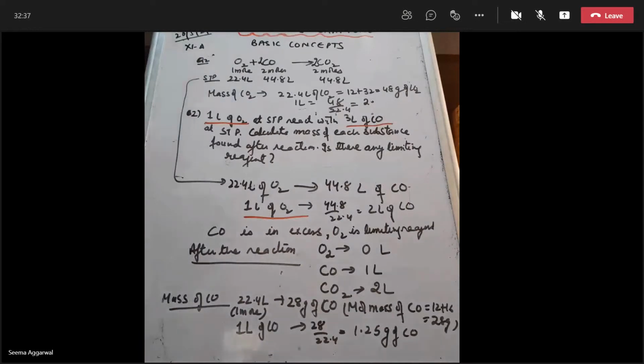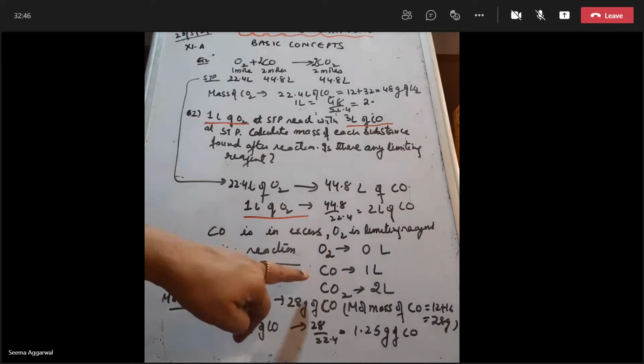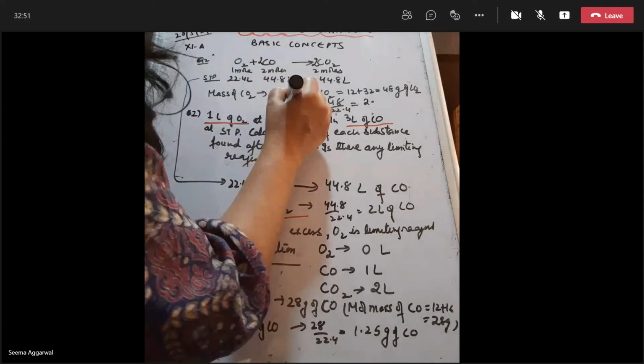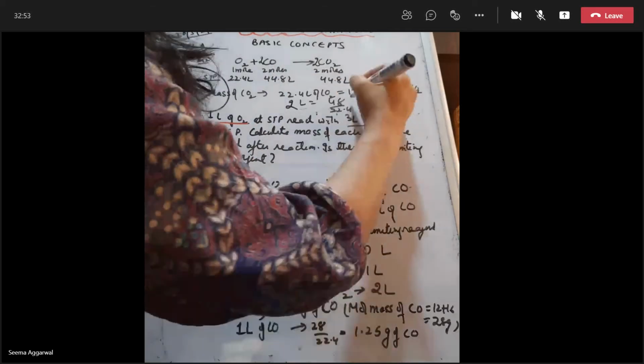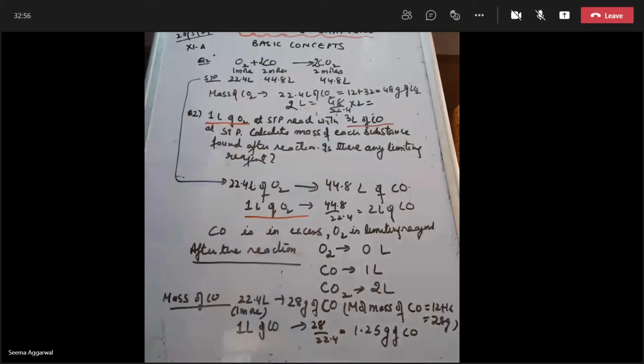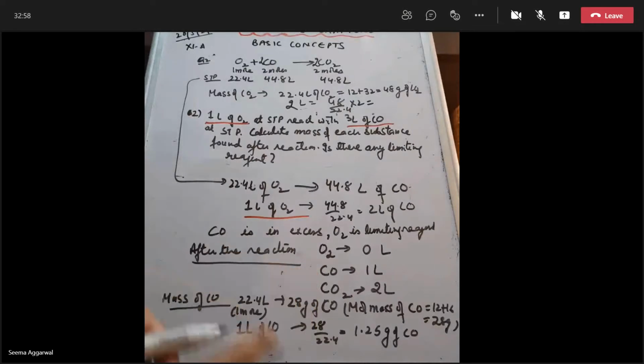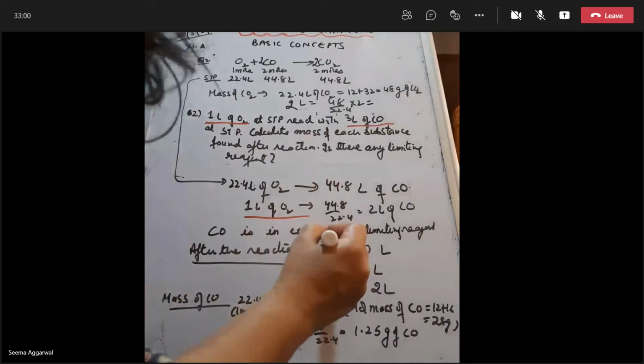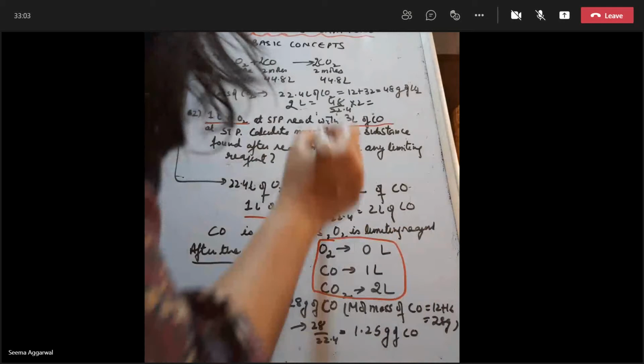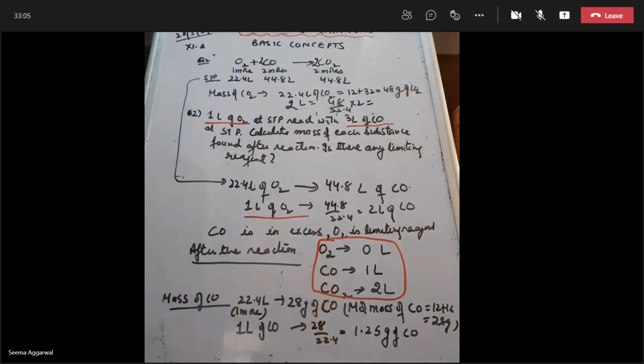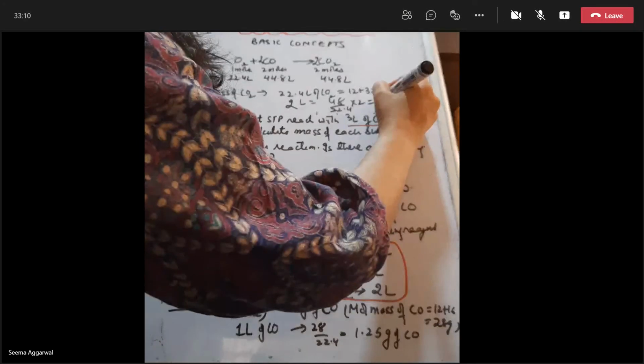Is it okay? Can you calculate the mass of carbon dioxide? What is the answer? Ma'am, 2.14 gram. Carbon dioxide is 2 liters. Sorry, 2 liters, so into 2. Now tell me the answer. Carbon monoxide was 1 liter, and how much was carbon dioxide? 2 liters. Now tell the answer. 4.28 gram.